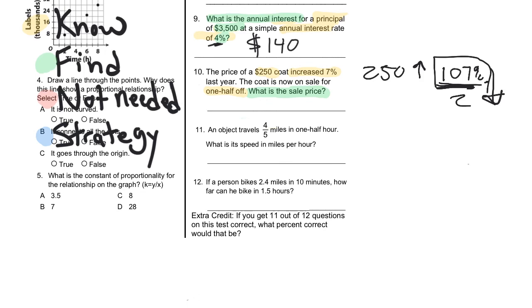So let's see if we can. How do we find the percentage? We put it in decimal form and multiply. So it's 1.07 times 250, all of that divided by 2. So the first step is to find out what 250 times 1.07 is.